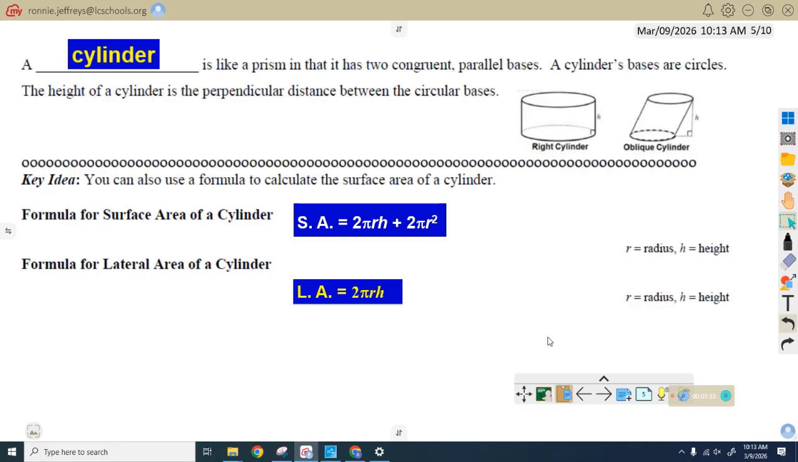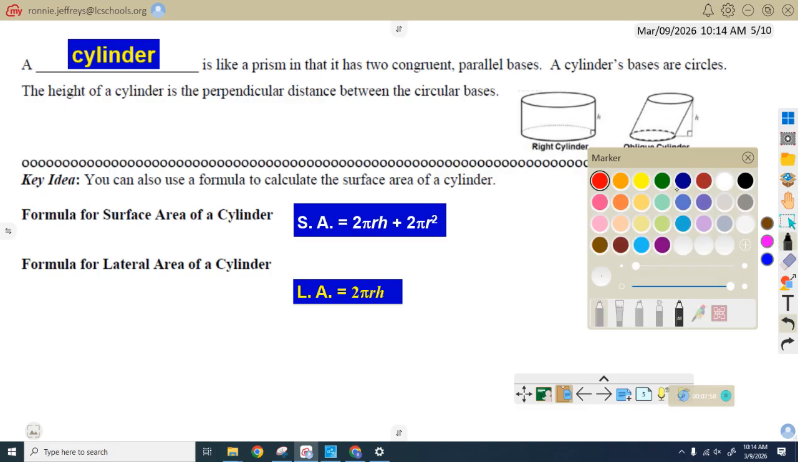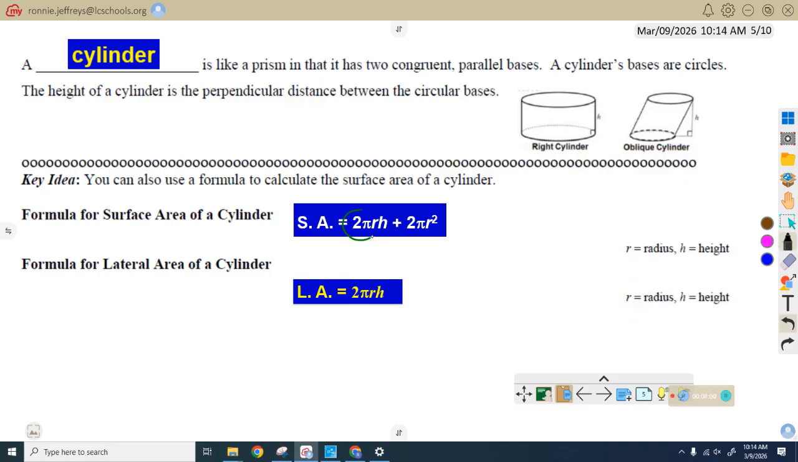All right, a cylinder. A cylinder is like a prism. So you have two congruent parallel bases that are circles. Now, the surface area of a cylinder is, all right, this is the circumference, so it's almost like the circumference times the height plus twice the area of the base. This one's a little bit easier to figure out.